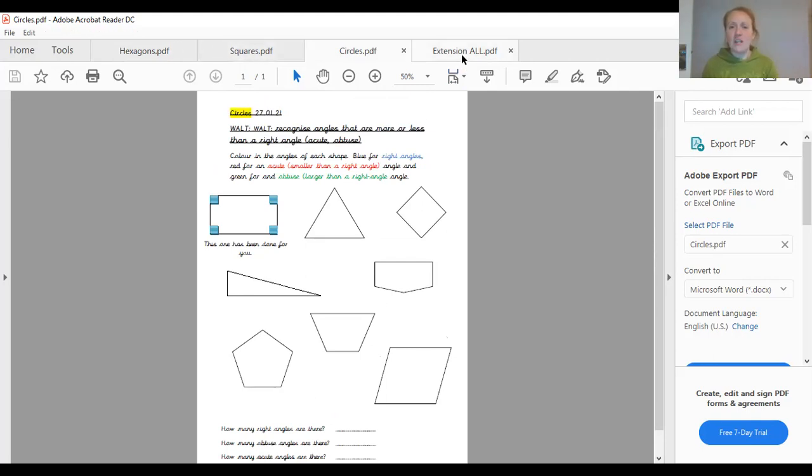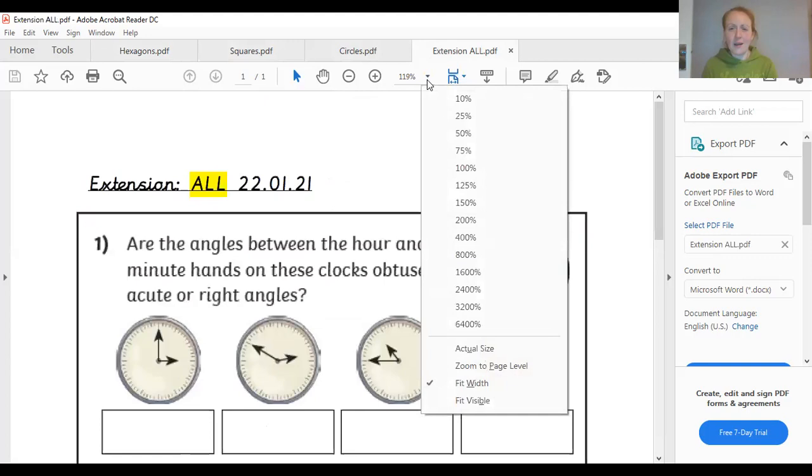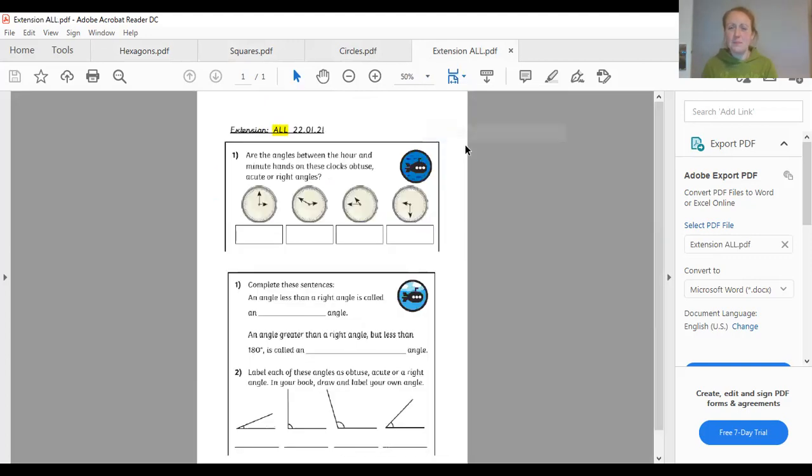If you manage to get all that finished, your extension today is a little bit like a test question or 2 test questions. So it's using a clock here, which I think is a really good one. It's looking at the lines of a clock and it's asking you to say whether the space in between those lines is a right angle, an acute angle, or an obtuse angle. So you write right angle, acute, or obtuse underneath each clock.